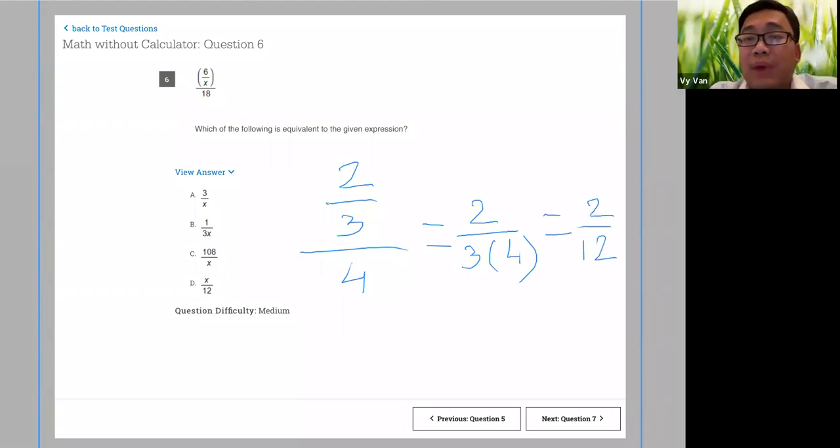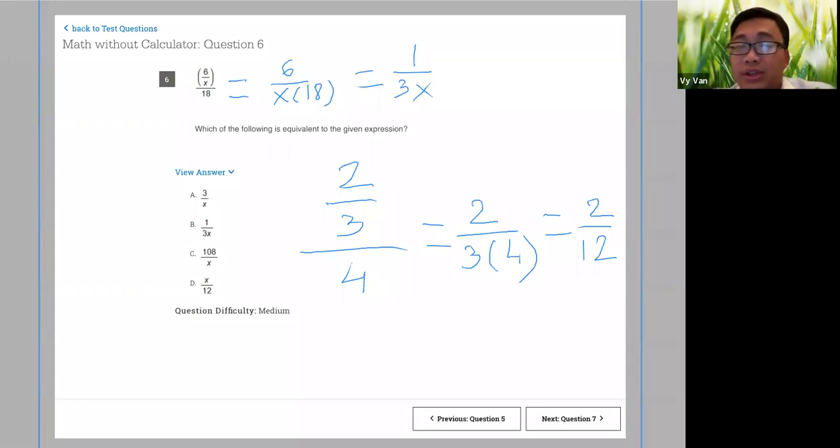So let's go back to our problem right here. This will be 6 over x times 18. And then we can simply reduce the 6 and the 18. So that will be 1 over 3x, because 6 over 18 is 1 over 3. The answer is B.